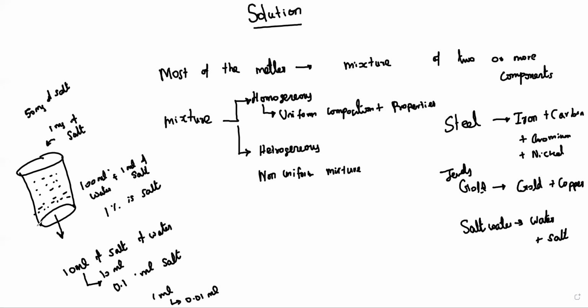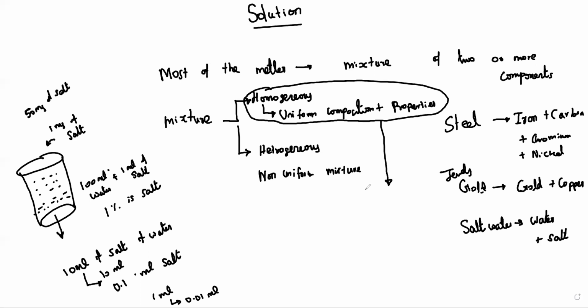So if the composition is uniformly mixed, then the properties of the mixture are also uniform. If you take a small portion, the properties are the same. If you take the entire large portion, the properties are the same. So a homogeneous mixture only is called a solution. Is it clear? Okay.